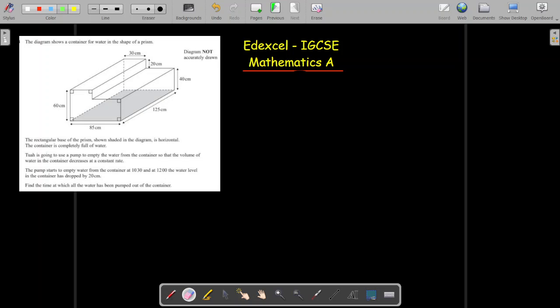It's a good one. Okay, so you see in front of you a diagram representing a container used for storing water in the shape of a prism. The rectangular base of this prism, the one that is shaded here, is horizontal. He wants you to know that it has a zero angle with the ground, because it's important and it makes a total difference. And it said that this container is totally full with water. So it's filled with water, the whole volume.